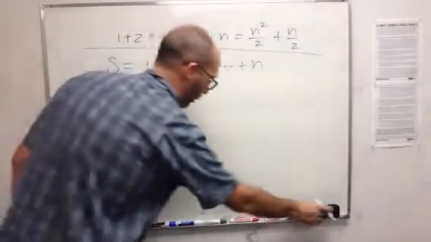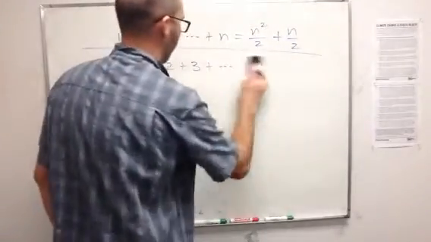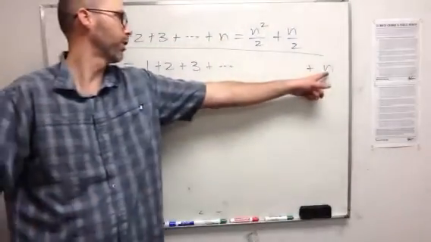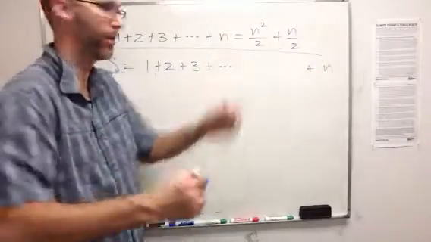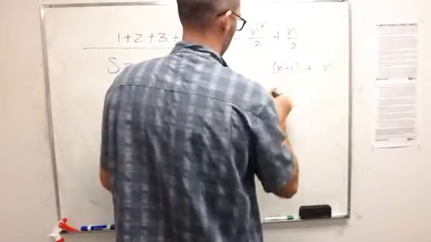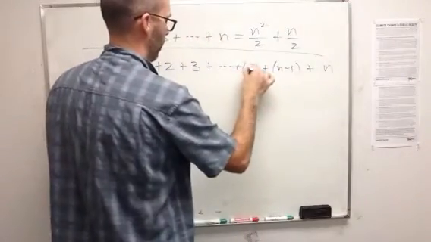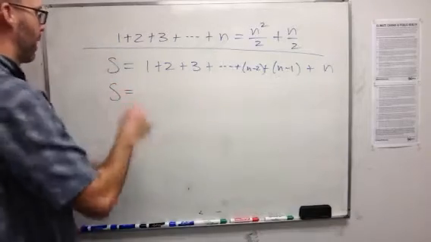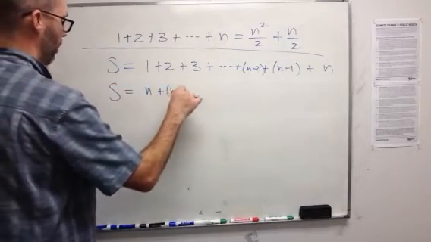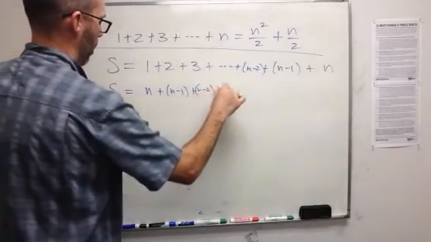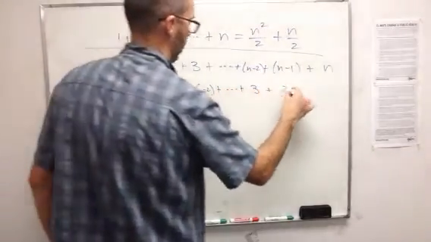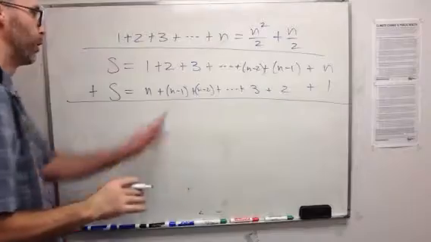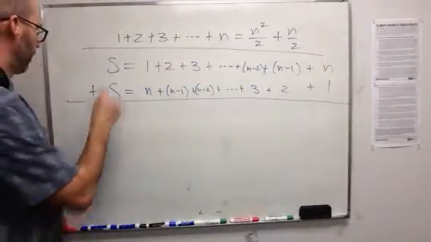I apologize. Now let's add up to n. What is the number that comes before n? Aha, it's n minus 1. And what's the number that comes before n minus 1? n minus 2. Good. Now let's write it all backwards. We get n plus n minus 1 plus n minus 2 and so on. And no, you will not have to do this on a test.